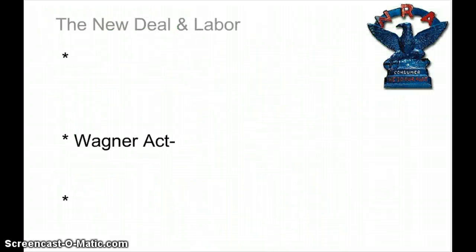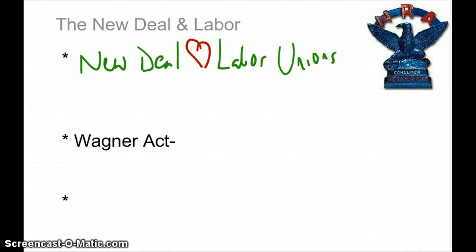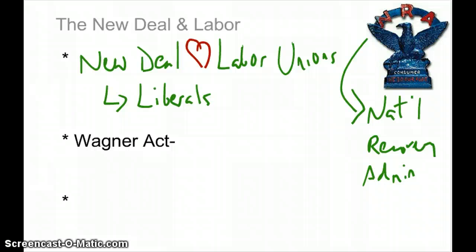Now, the New Deal and labor. How do they relate to each other? Well, the New Deal is a huge proponent of labor unions. And this is a common theme where we see that liberals are very, very huge proponents of labor unions. They back labor unions. And in the first New Deal, we're going to see the creation of something called the National Recovery Administration.